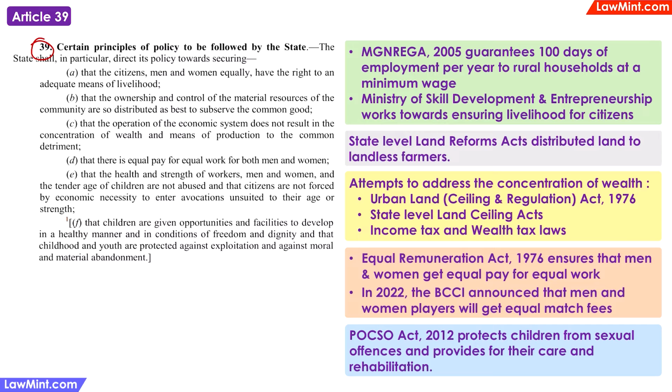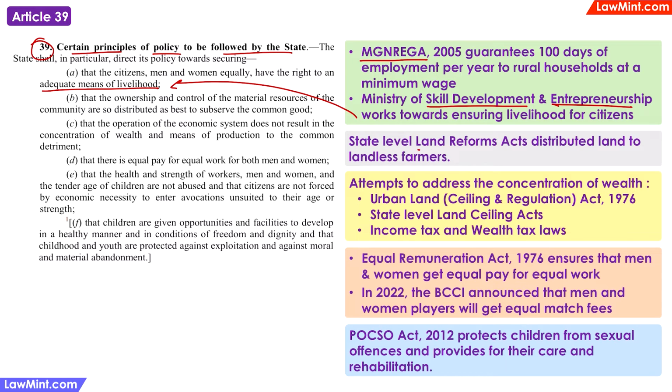Article 39 talks about certain principles of policy to be followed by the state. And you will see that the state does indeed follow all of these principles while creating laws and policies. Legislations like the Mahatma Gandhi National Rural Employment Guarantee Act and the various programs run by the Ministry of Skill Development and Entrepreneurship and the different state governments work towards providing all citizens with an adequate means of livelihood.